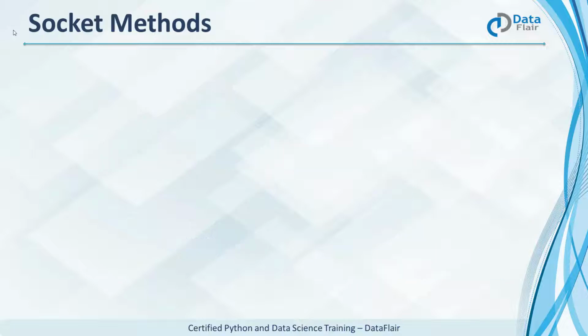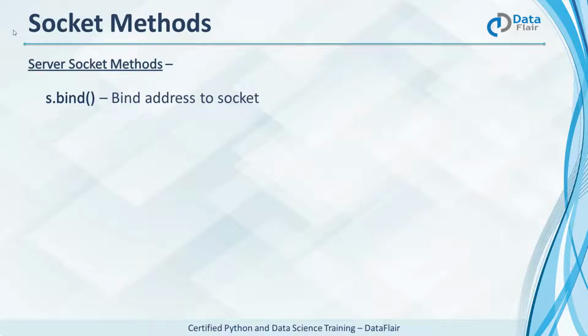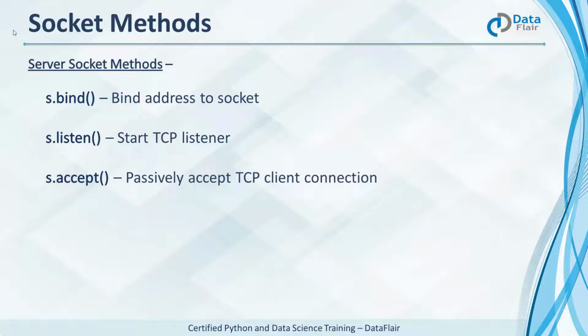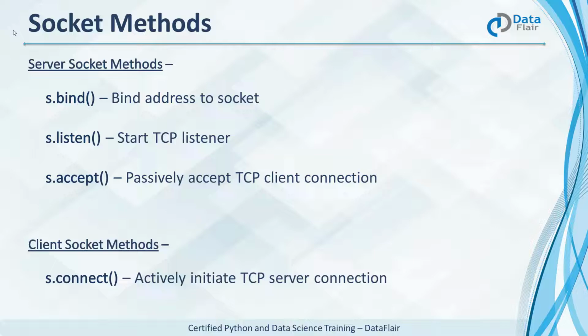There are multiple methods we can call on a socket. Let's first talk about the server socket methods. Bind binds the address to the socket. This address includes the host name and the port number pair. Listen starts the TCP listener, and accept passively accepts the TCP client connection, blocking until the connection arrives. The client has one socket method. Connect actively initiates a TCP server connection.